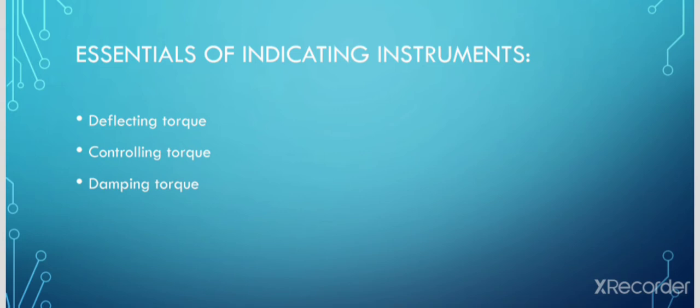Coming to the deflecting torque, this is the torque which causes the moving system to move from its initial position. That is, it causes the pointer to move from its zero position. That torque is known as deflecting torque. The next one is controlling torque. This controlling torque controls the deflecting torque. Otherwise, we can say that this torque makes the pointer show a particular reading on the scale. That torque is known as controlling torque.